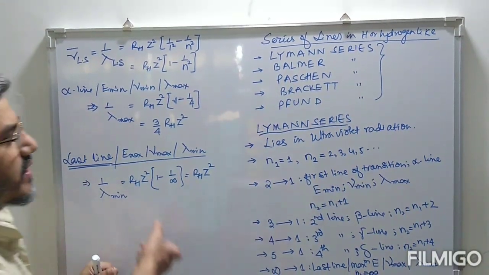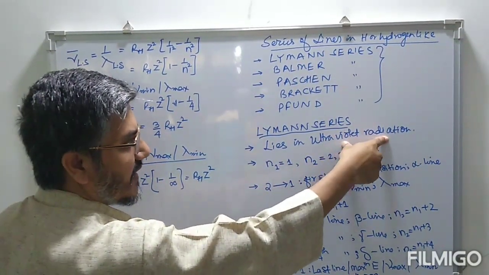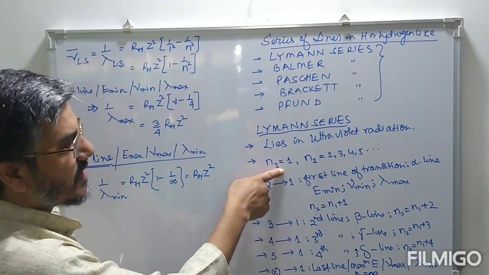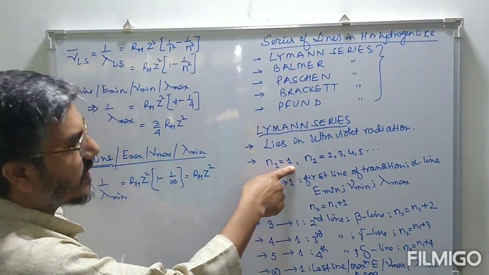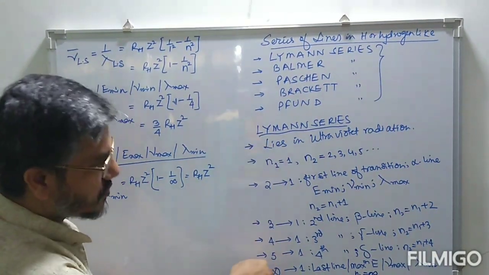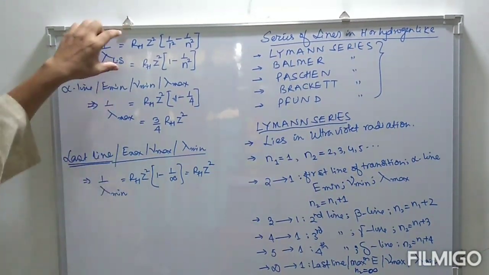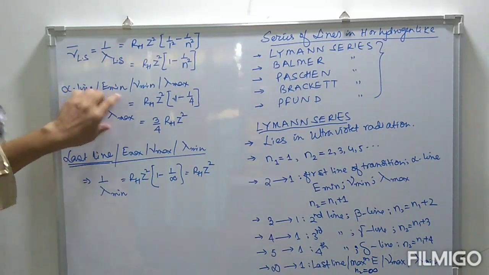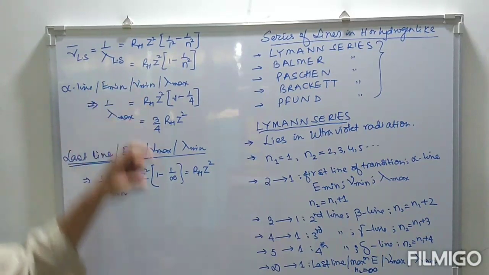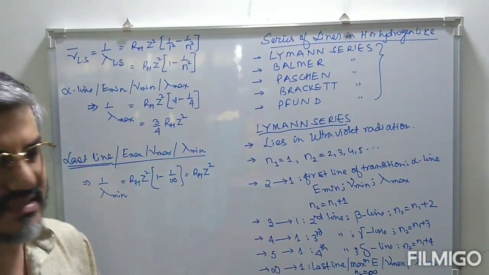So look at this. The main point is Lyman series lies in ultraviolet radiation. The value of N1 for Lyman series is 1. N2 may be any value greater than 1. Depending on the transition, we can classify into alpha, beta, gamma, delta. And this is the equation applicable. So this is how we can use this equation to find the frequency or the wavelength or the wave number of the electron transition. So this is Lyman series.